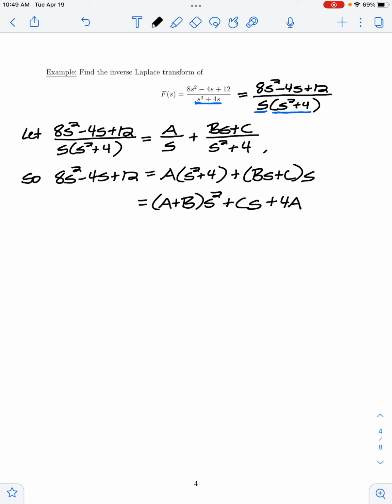And so equating the coefficients, I find that A plus B, the coefficient of s squared, has to be 8. C, the coefficient of s, is negative 4. And my constant coefficient, 4A, has to be 12. So it follows from the last equation that A is 3, and then substituting into my equation for B, B is 8 minus A, which would leave me with 5.